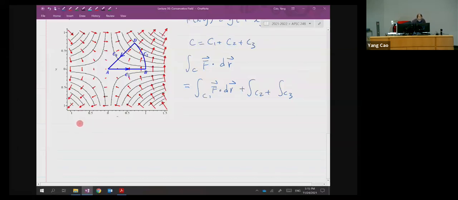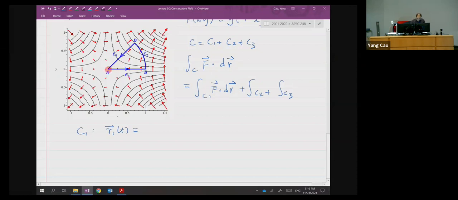Okay. So first thing, C1. What is the parametric equation for C1? Let's call this R1 here. C1 is a straight line going from A to B, and the coordinates of B here are x equal to 1, y equal to 0. So that's the coordinates of B.